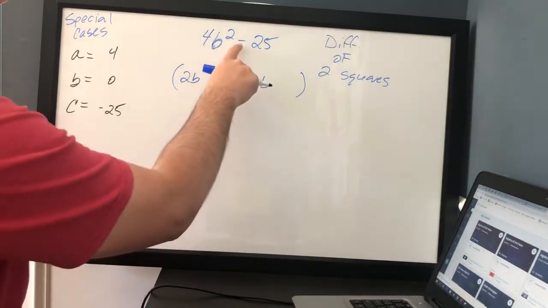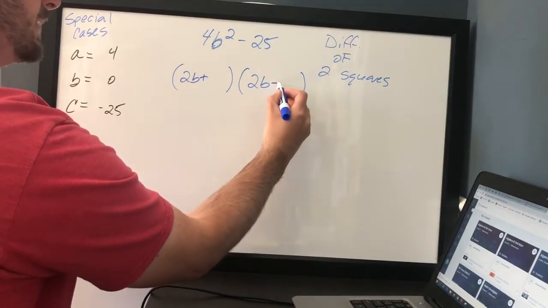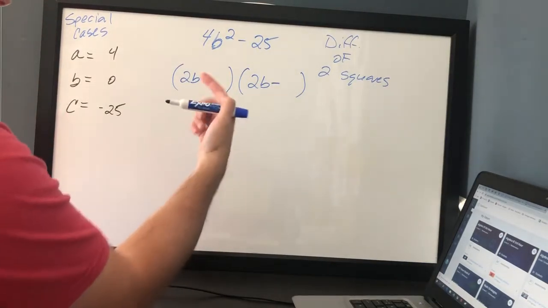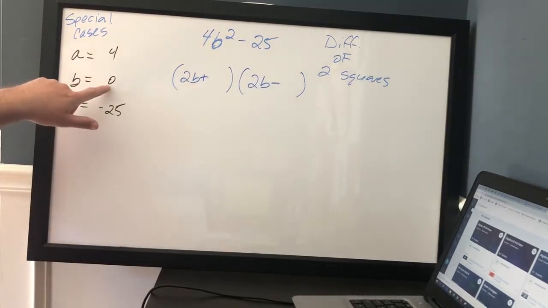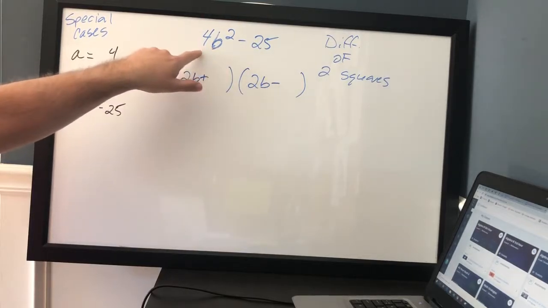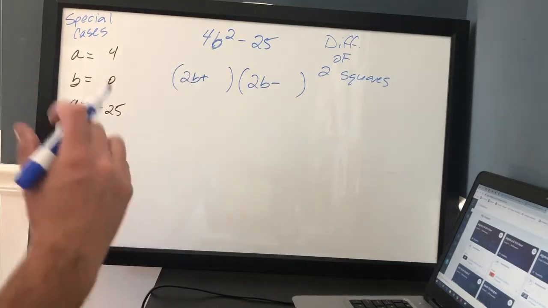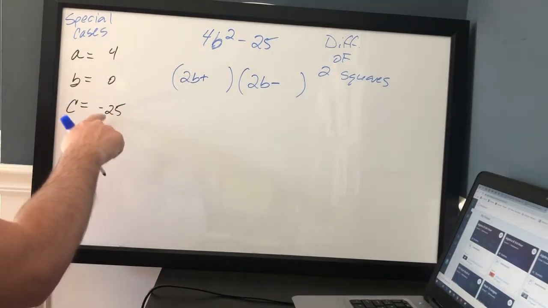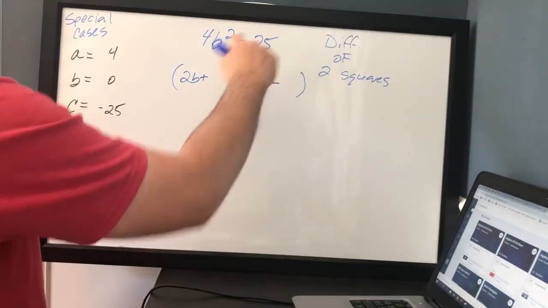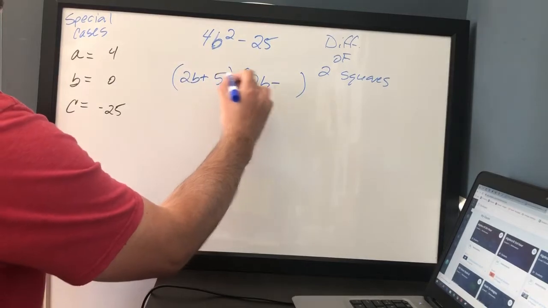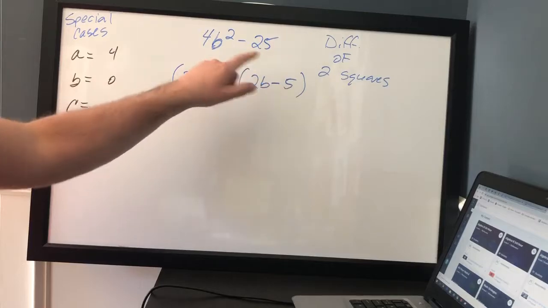Now, because this is a negative sign here, one of these is going to be positive, and the other one's going to be negative, because you have to multiply a positive and a negative to get a negative. In this case, also notice that there's no b value, right? A is 4, b, there's no b value because there's nothing attached to just the linear variable b. So that would be 0 and negative 25. Okay, so now the last part that you do is, what's the square root of 25? Well, it's 5. And that's how you factor something that has the difference of 2 squares.